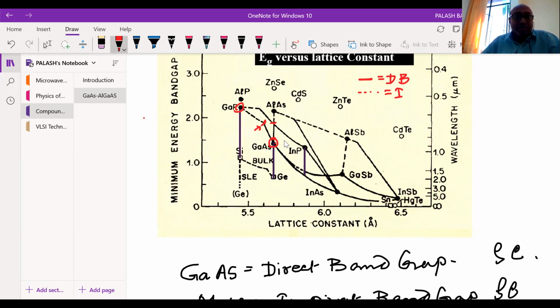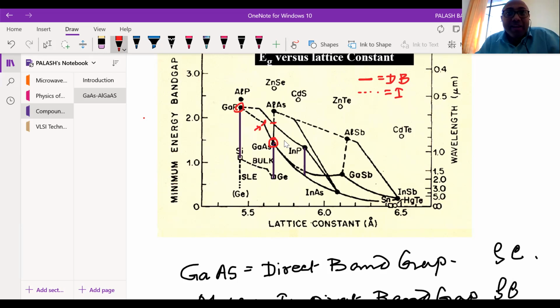And this junction point for gallium arsenide phosphide is 0.4. So more than 0.4, you turn your gallium arsenide phosphide to an indirect band gap, right?